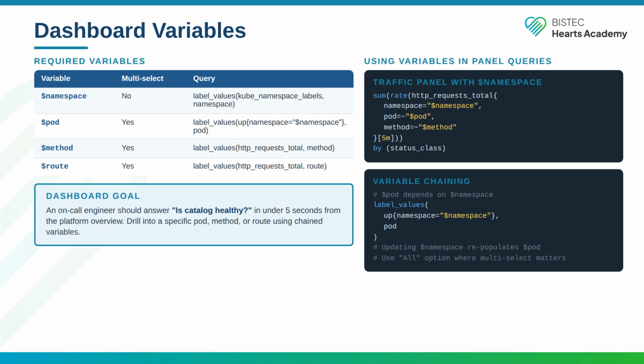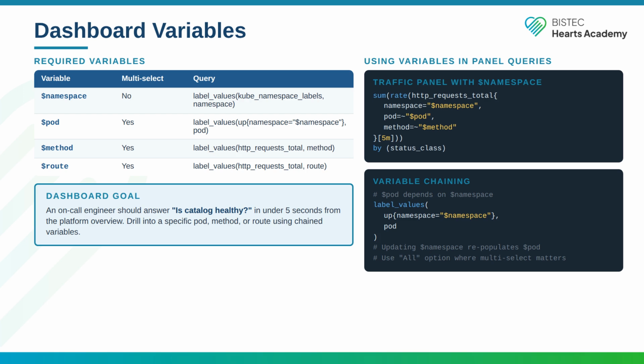Grafana runs a PromQL query to populate the dropdown with all current values. Namespace queries all active namespaces. Pod queries all pods filtered by the selected namespace. Variables chain together. When you select a namespace, the pod dropdown updates to show only pods in that namespace. When you select a pod, all panels update to show metrics for that pod. Multi-select allows selecting all pods simultaneously for an aggregated view.